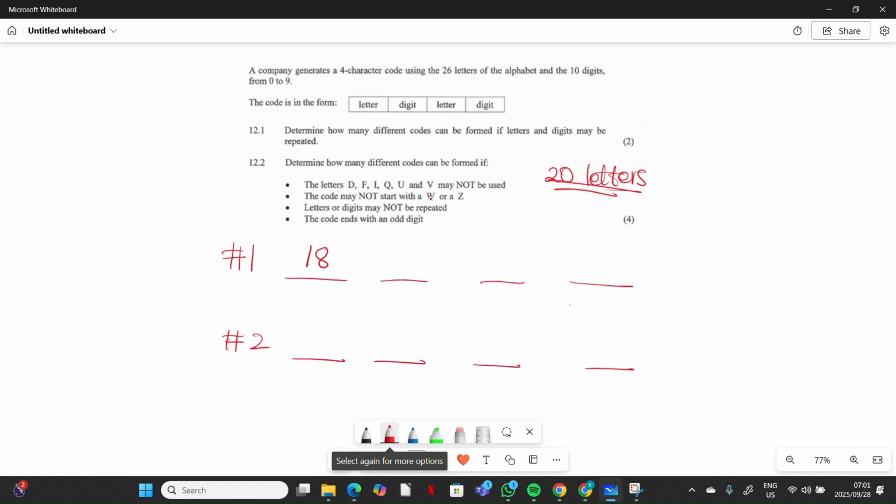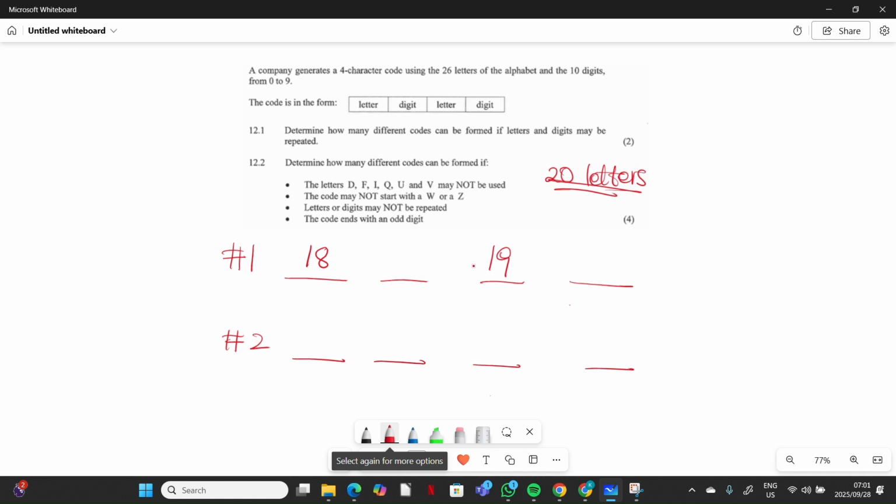Then they say that for this other letter, since letters may not be repeated, we have 20 letters that we can use, but at the first one, we had only 18 choices because of the W or Z that we cannot use for the beginning. So now, if we bring back the W and the Z after selecting one letter here, we would basically be left with 19 because from the 20, we take out the one that was used for the first space. Then they come to us and say that the code ends with an odd digit.